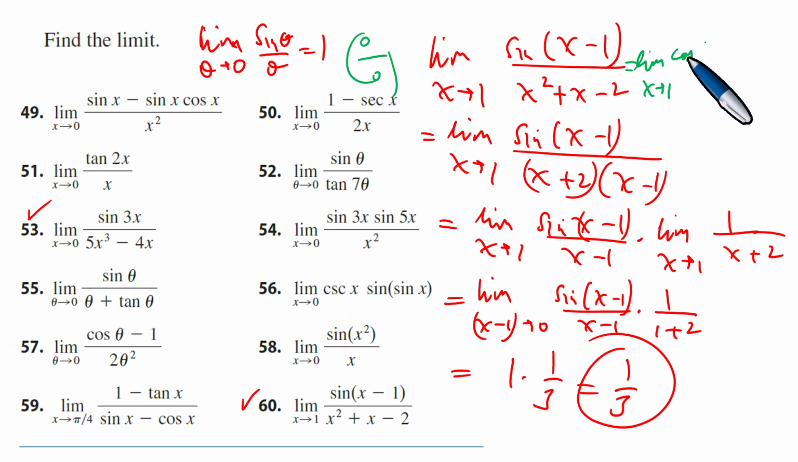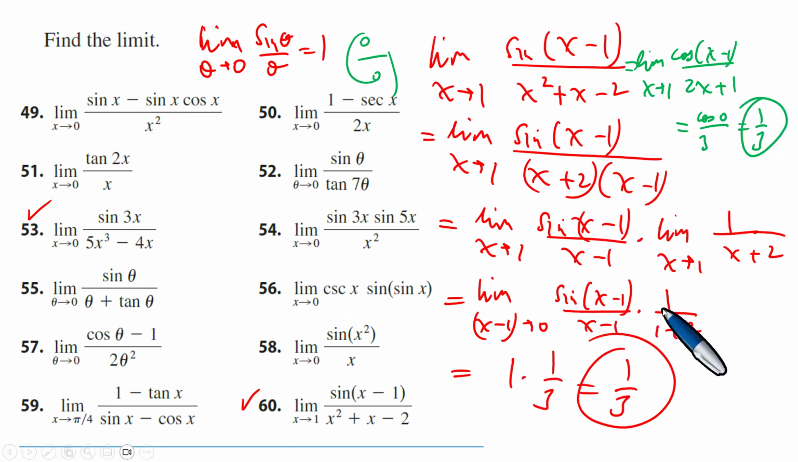So which is cosine of x minus 1 over 2x plus 1, which is over 3, and this is 1/3. Right, so yeah, still 1/3 we got.